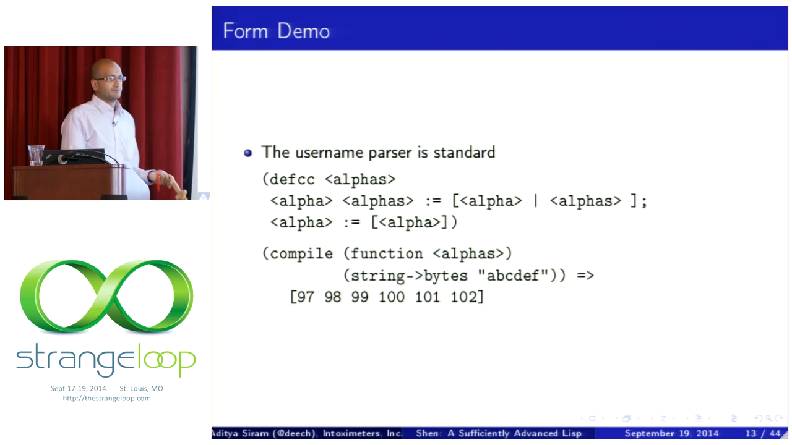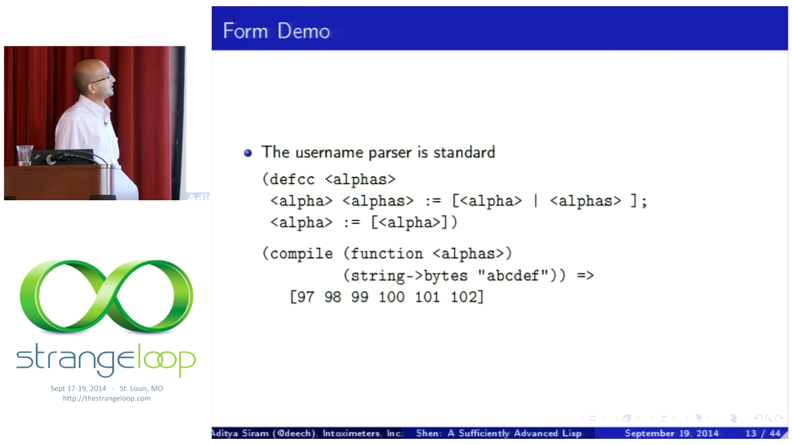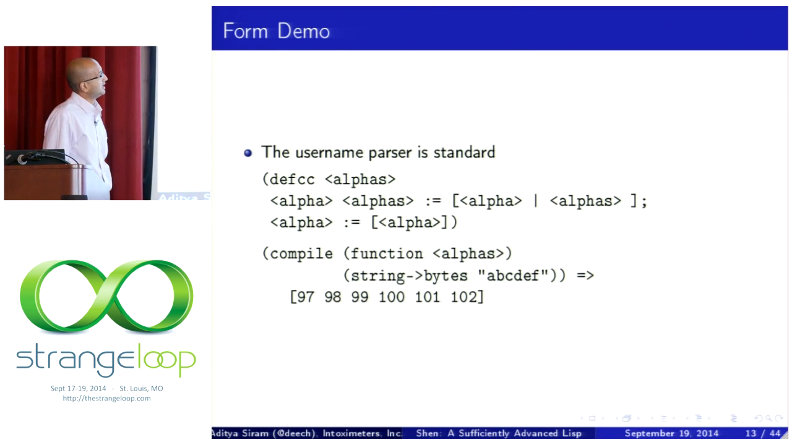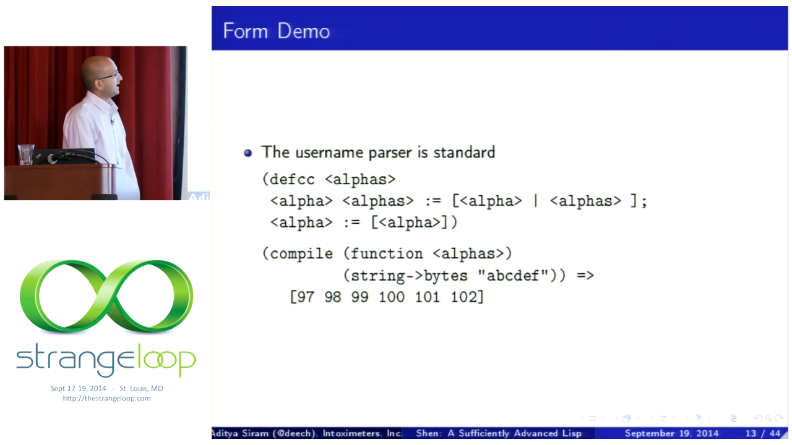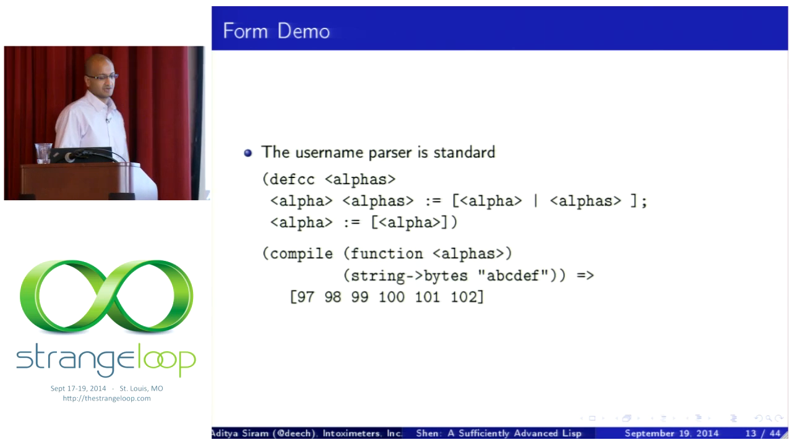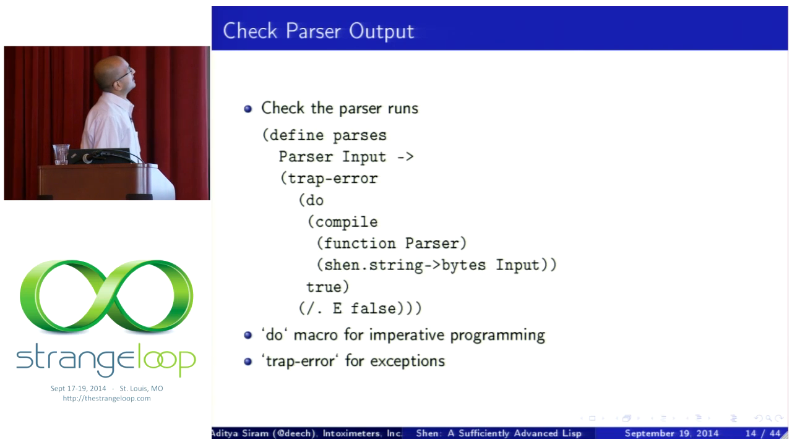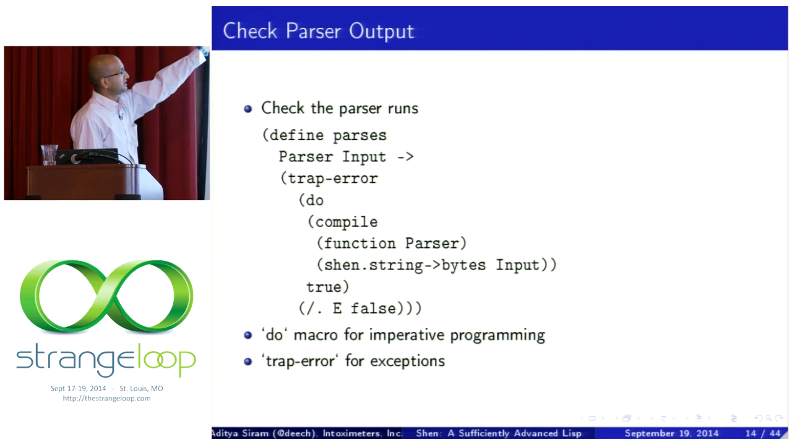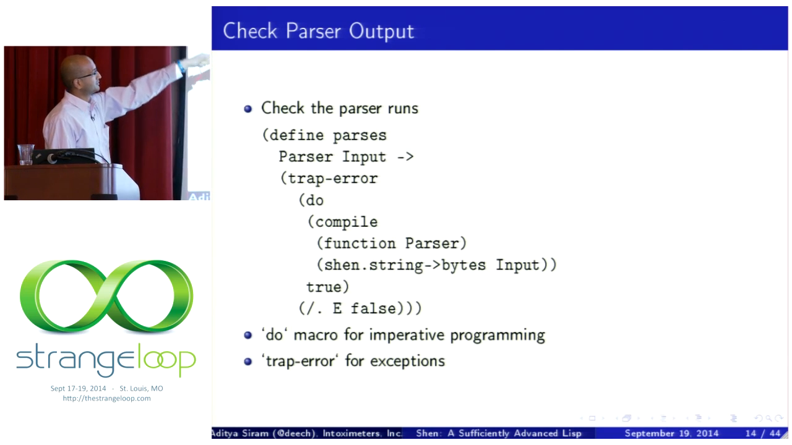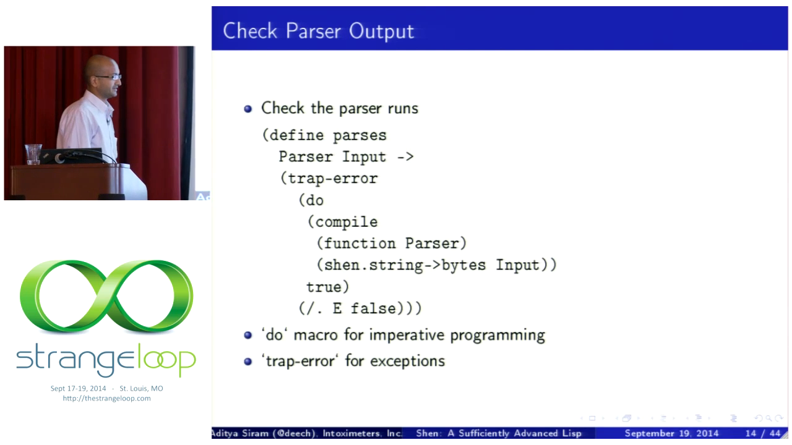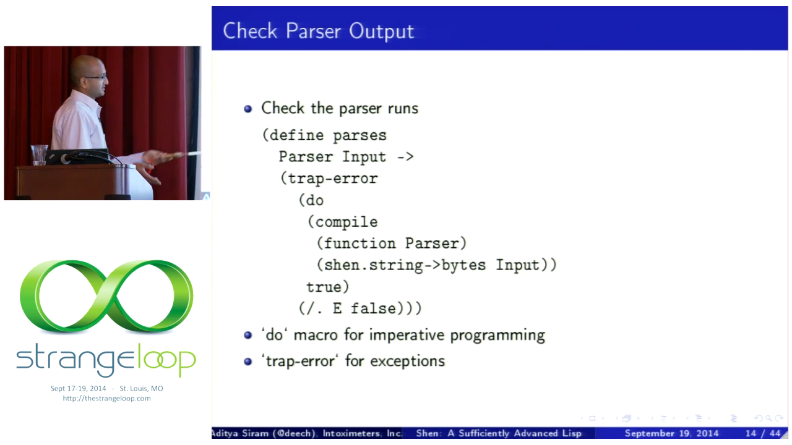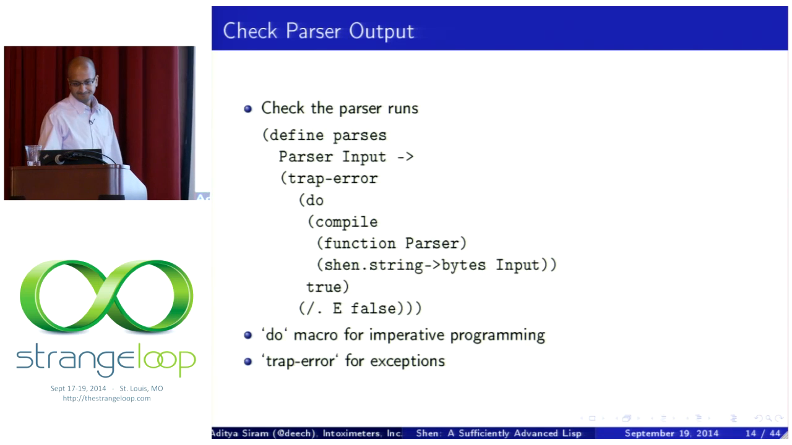So a parser is just a simple function. It decompiles to just a straight define. So I can call it a function, and I run the parser using this compile function, which then takes a list of bytes, by the way, not actual characters. So I have to convert the string to a list of bytes, and out comes a list of bytes. But we actually don't care about the parser output. All we care about is the fact that it actually parsed. So we have a function called parses, which takes the parser and the input, compiles the parser, runs the parser on the input, returns true, or returns false if an error occurred. So notice we're using this do macro for imperative style programming, and we have this construct called trap-error for exceptions.